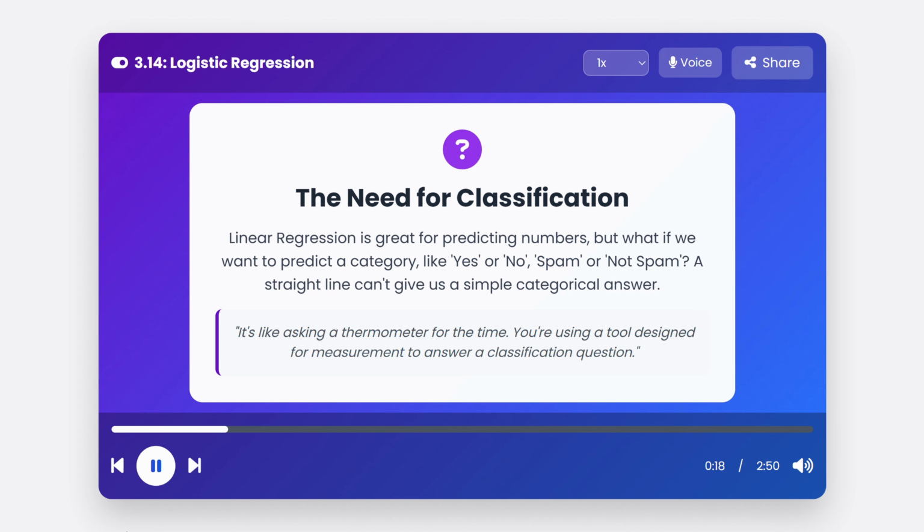The problem we face is simple. Linear regression outputs a number that can range from negative infinity to positive infinity. That's not very useful if we want a clear yes or no answer to a question like, will this customer buy our product? Using a straight line for a categorical problem is using the wrong tool for the job.